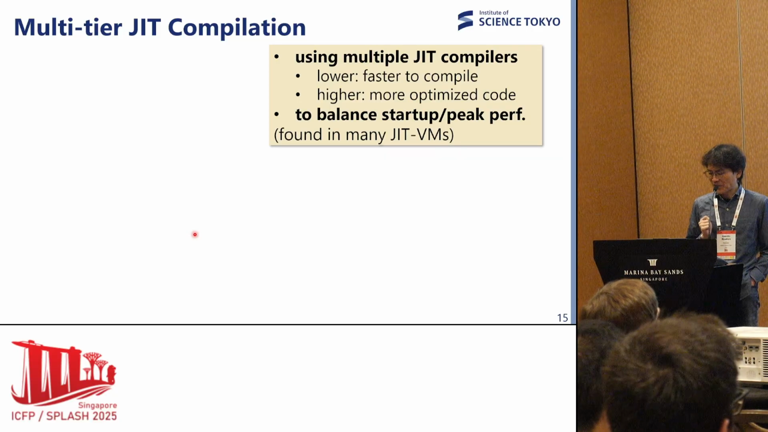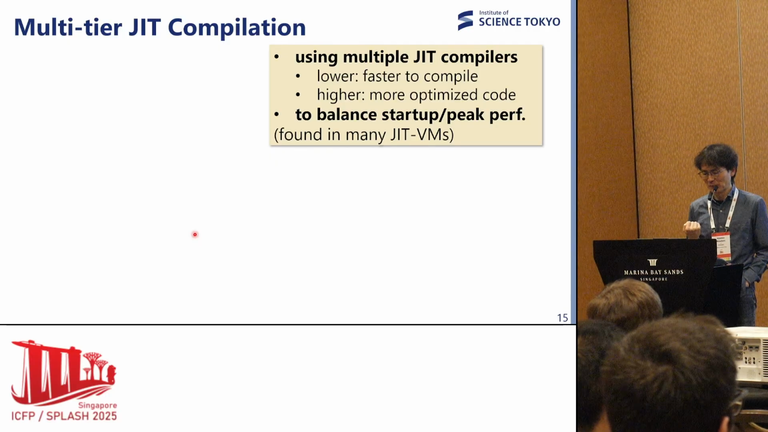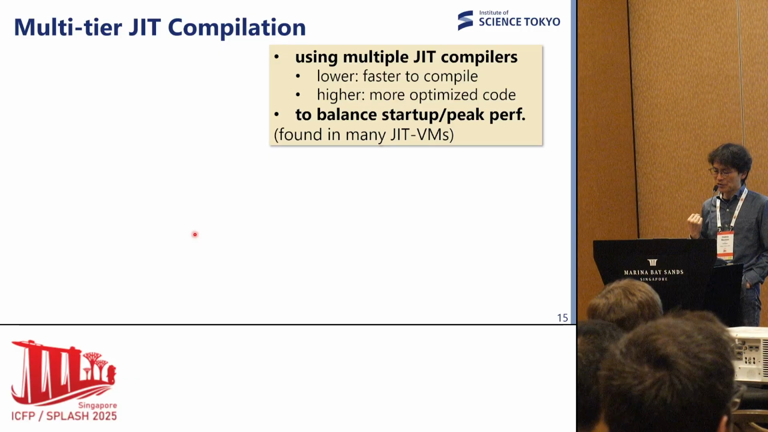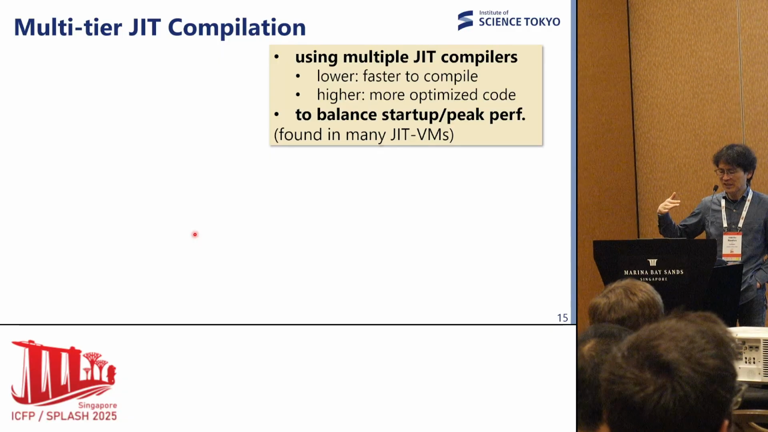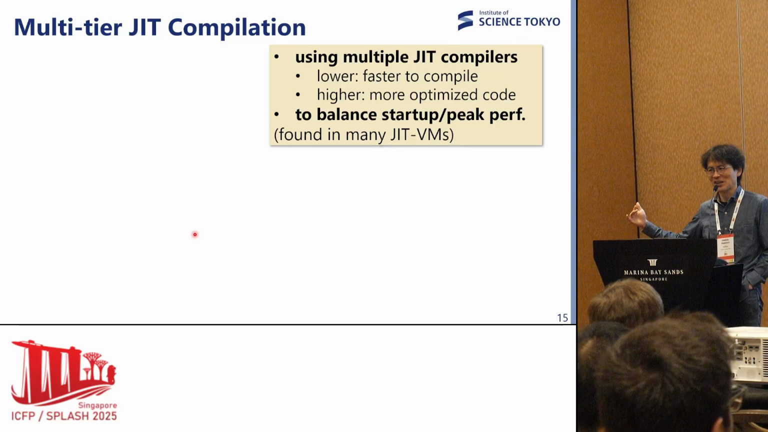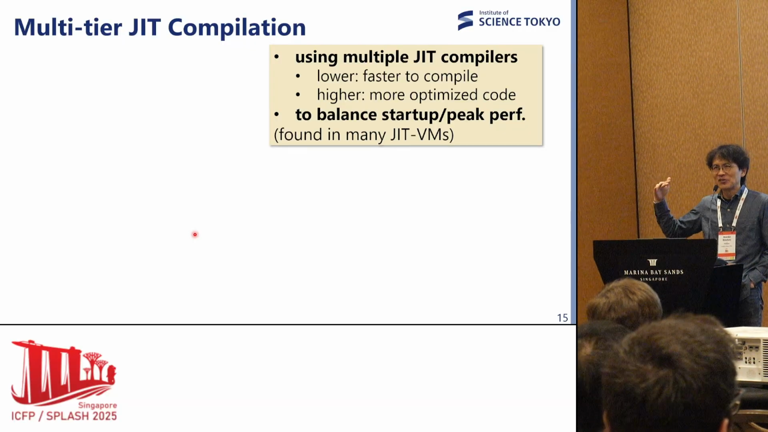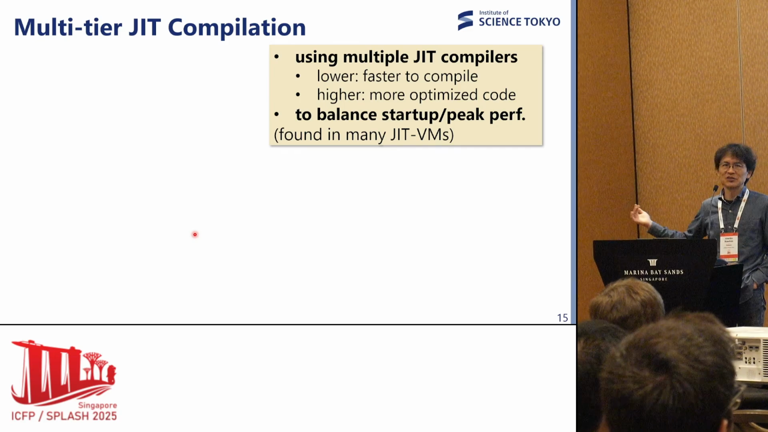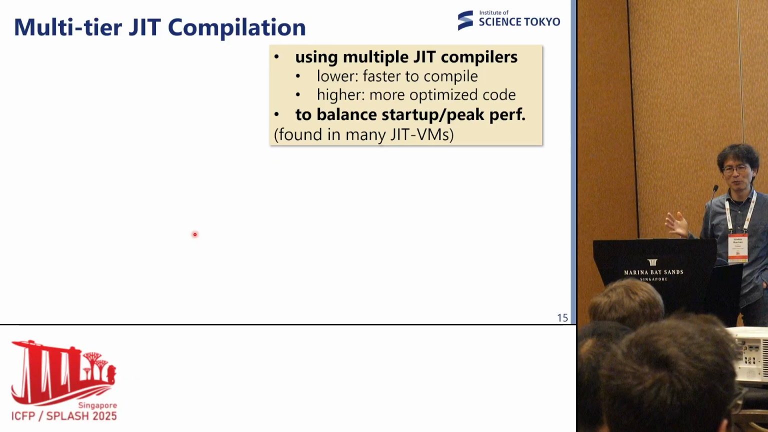Okay, the last thing is multi-tier JIT compilation, which is found in many modern just-in-time compiler virtual machines, using multiple just-in-time compilers. A lower tier is fast, but it produces low-quality code. And the higher tier compilers take more time to compile, but they generate optimized code in order to balance between the startup performance and peak performance.